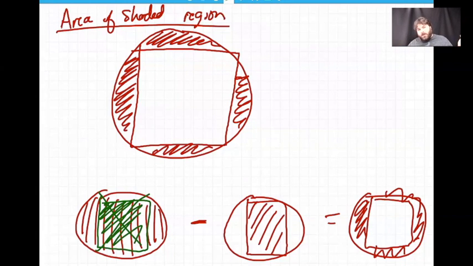You don't want to consider it. So whenever you throw it away, what you're doing is subtracting. So just remember, just take the outside minus the part on the inside that you don't want. That's going to give you the area of the shaded region, okay?